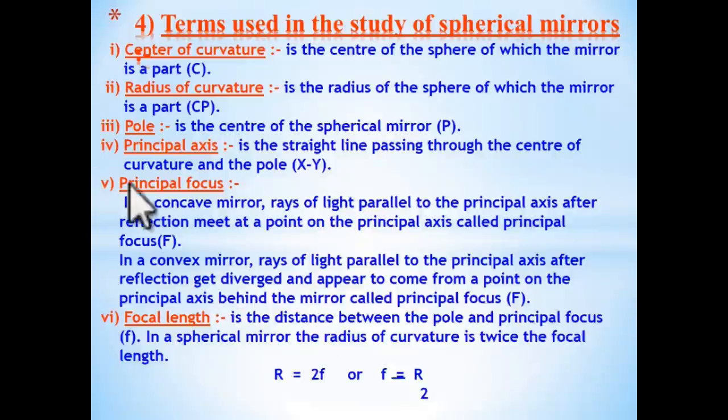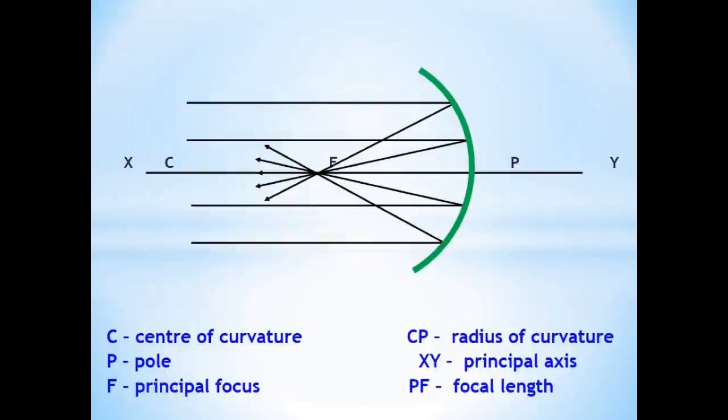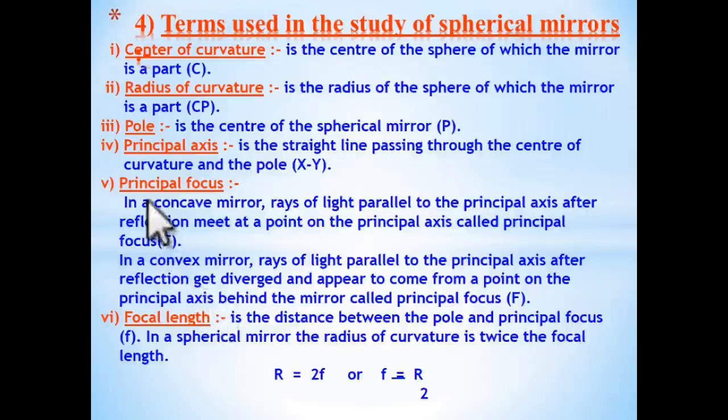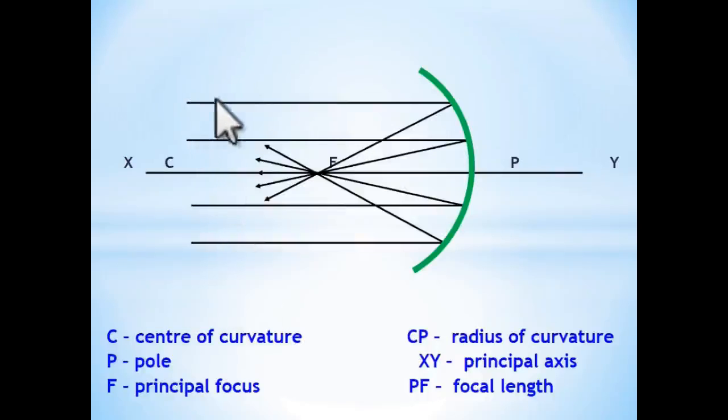Now, principal focus. This point is called principal focus. So, what is principal focus? In a concave mirror, rays of light parallel to the principal axis after reflection meet at a point on the principal axis called principal focus. The parallel rays coming from infinity strike the concave surface and they get reflected and get concentrated at a particular point on the principal axis. That point is called principal focus.